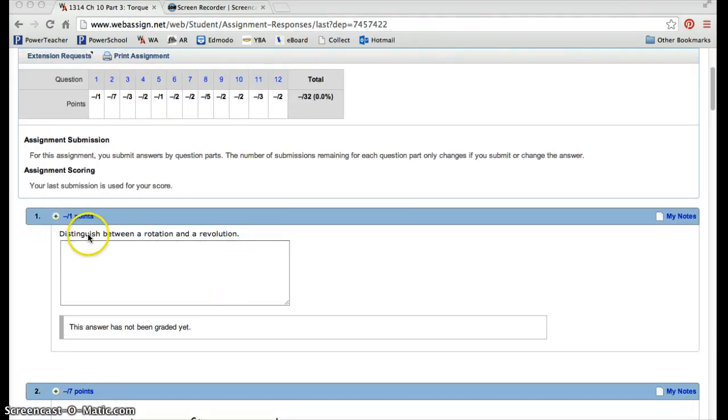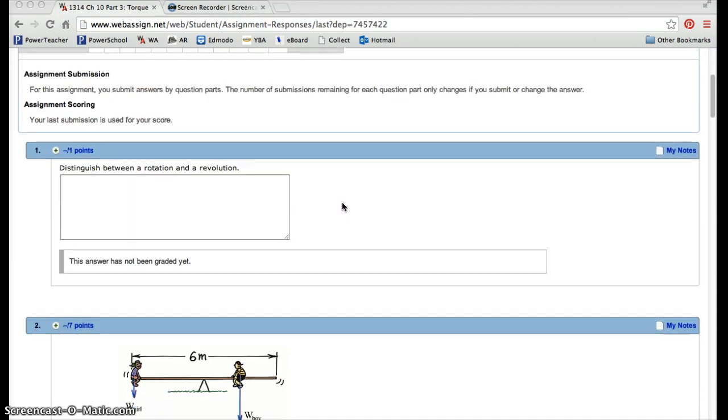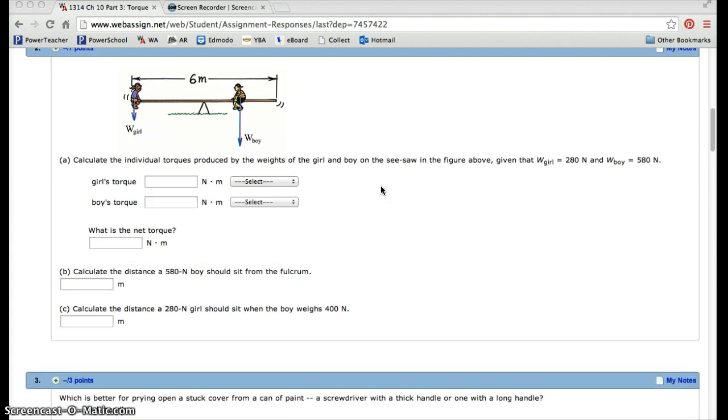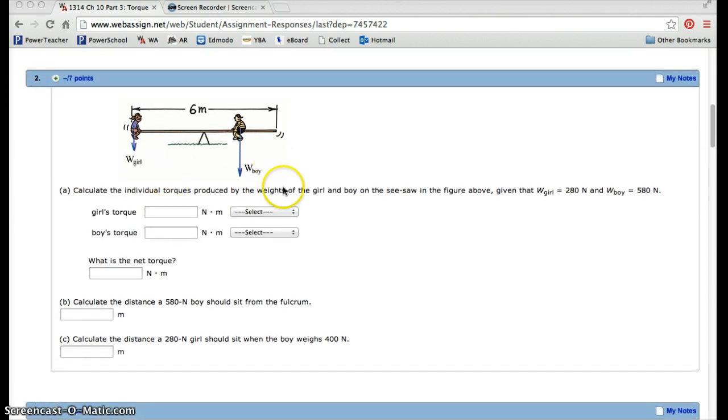So for this first one, distinguish between a rotation and a revolution. I was just going to give you the answer anyway. A rotation is when the whole body is rotating around an axis. Think about the Earth going around its axis every day. A revolution is when a body goes around an axis that's outside itself. Think about the Earth going around the sun once a year. So that's that distinction.